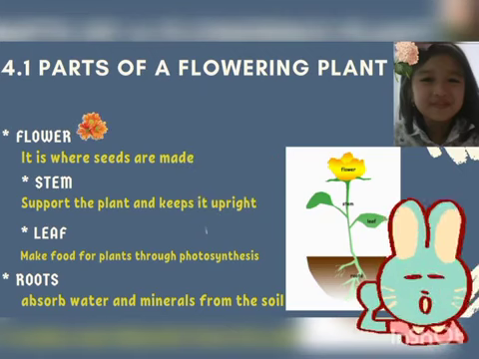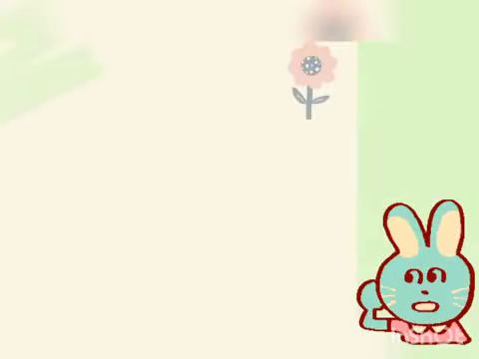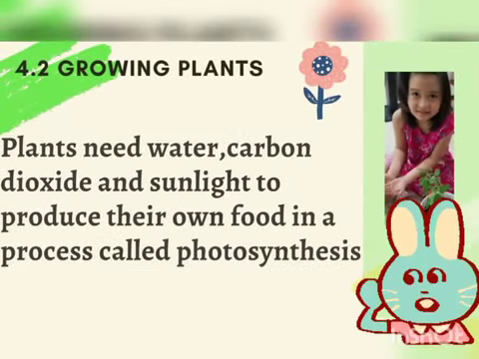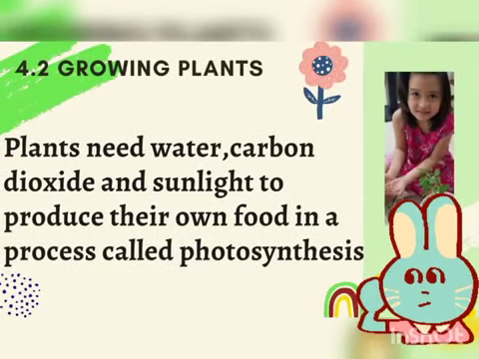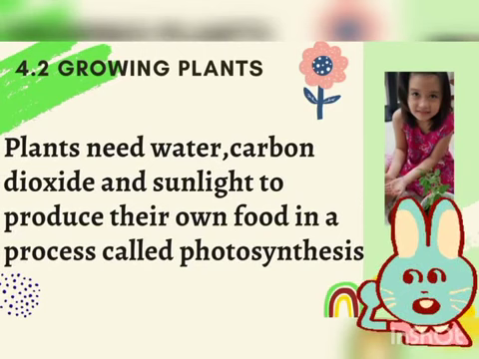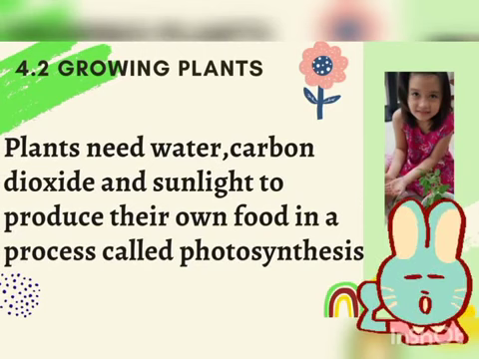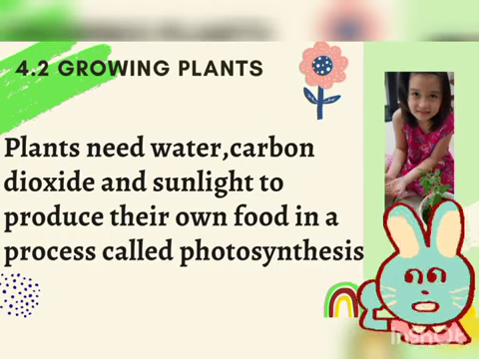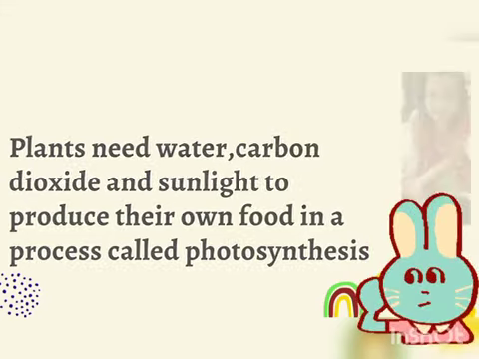Now we go to the next one, about growing plants. What do plants need to grow? Plants need water, carbon dioxide, and sunlight to produce their own food in a process called photosynthesis.